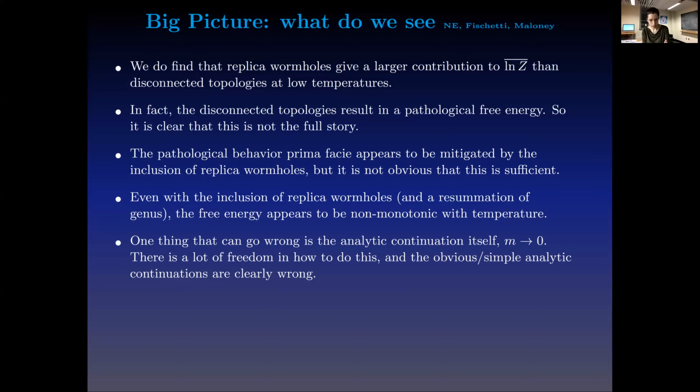Another possibility, something that can go wrong, is the analytic continuation itself. It turns out that in this case, there actually is a lot of freedom on how to do the analytic continuation, which is different from the von Neumann entropy replica trick, at least in certain cases. And the obvious or simple analytic continuations are just not the right ones.